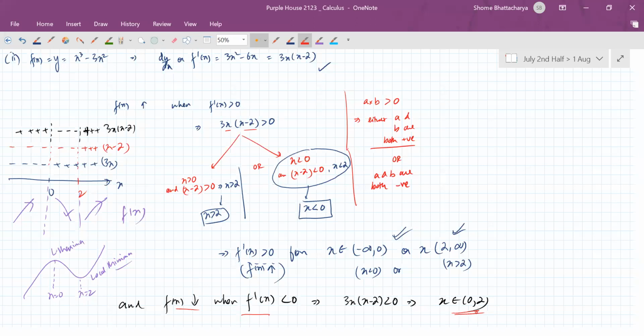Sir, how did you get that maxima at 0 and minima at 2? Look at the range of f prime x, where it is negative and where it is positive. So the function is increasing from minus infinity to 0. Then it's decreasing from 0 to 2. So obviously at 0 it will have a peak point. No? Yes. That's how I understand.